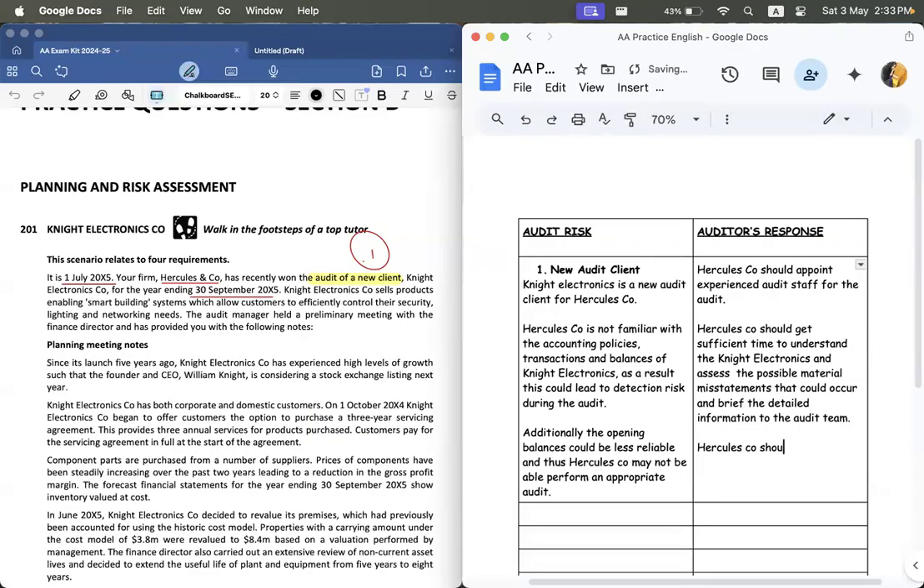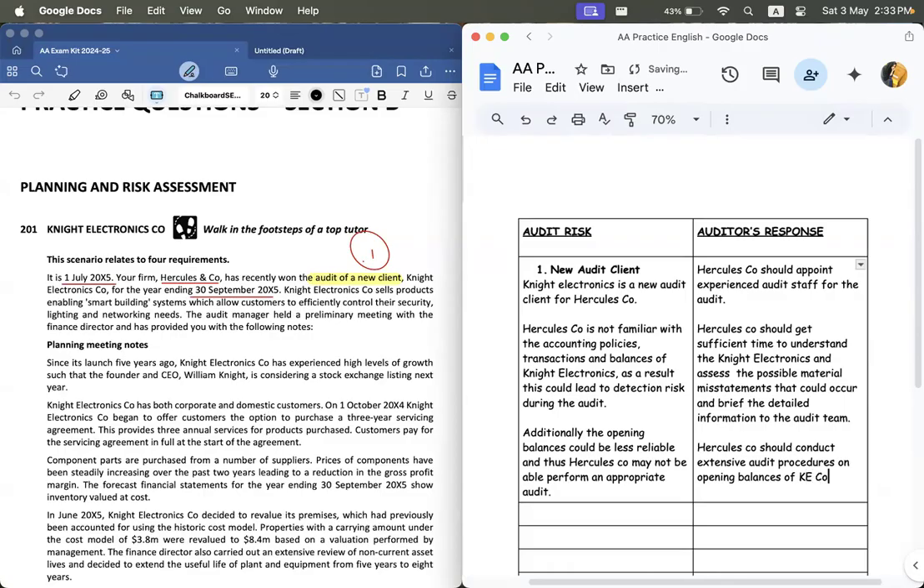So Hercules company should conduct extensive audit procedures on opening balances of Night Electronics Company. Understood?